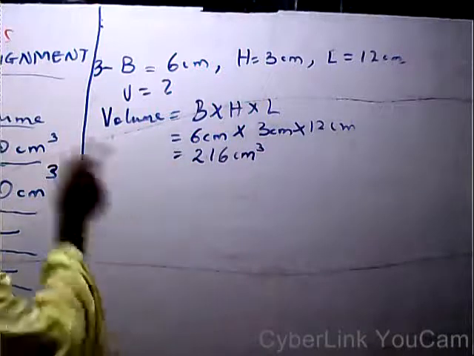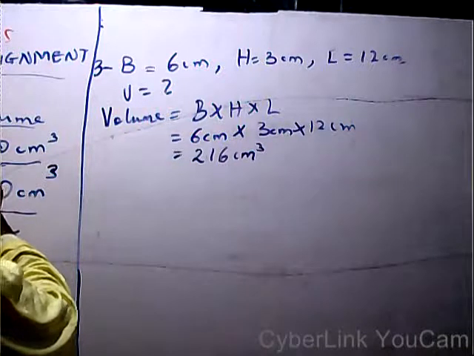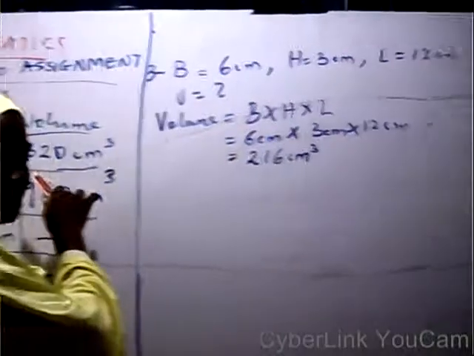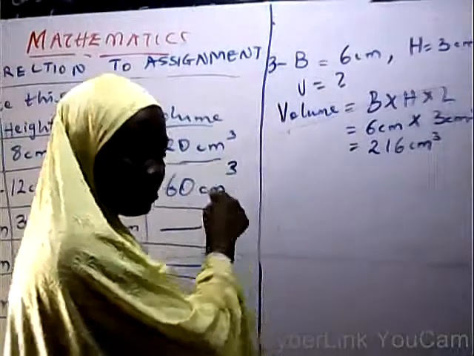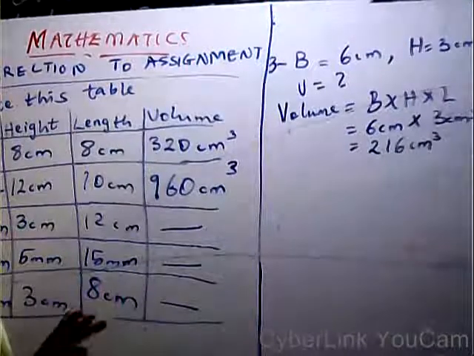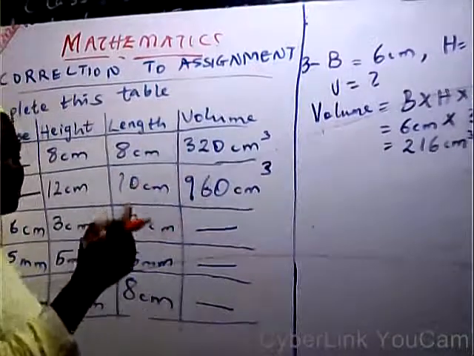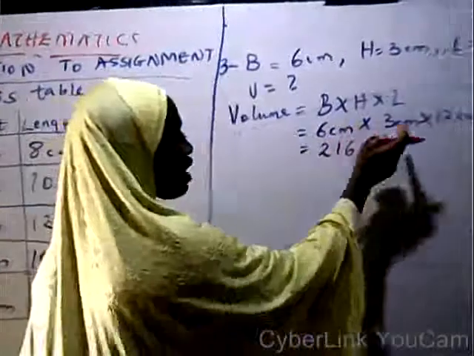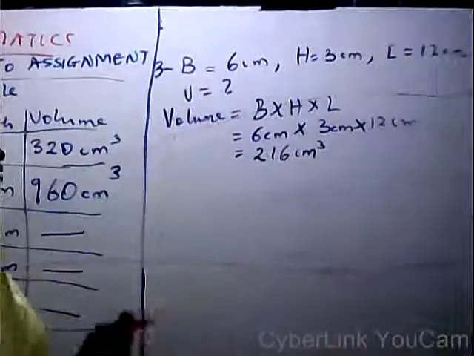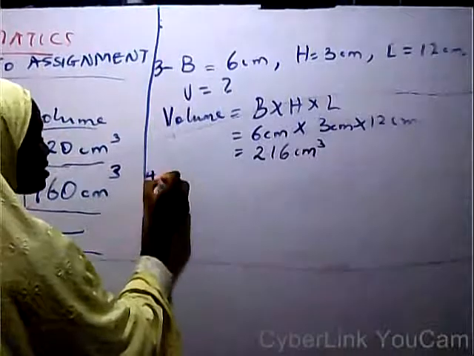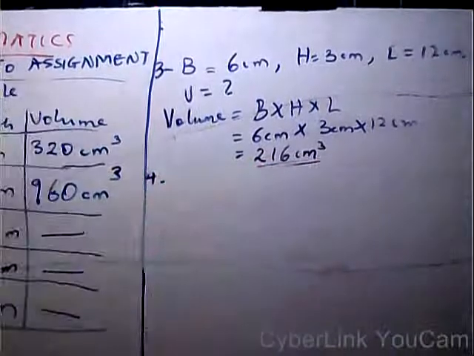When we were doing A and B, remember we got our answer to be in centimeter. But for this one, because we are looking for volume, it will be centimeter cube, because we multiply centimeter three times. 1, 2, 3. That is centimeter cube. That's for question 3. Now let's go to question 4.